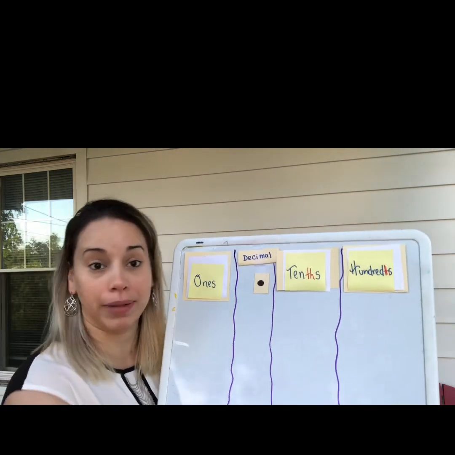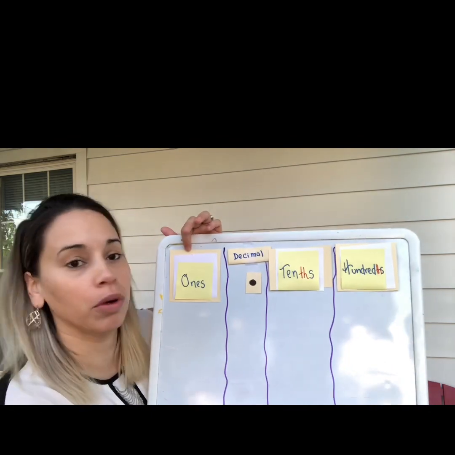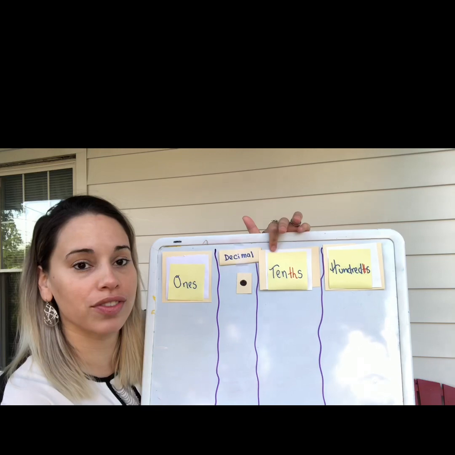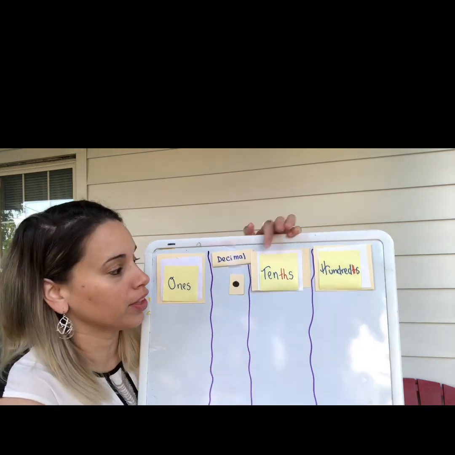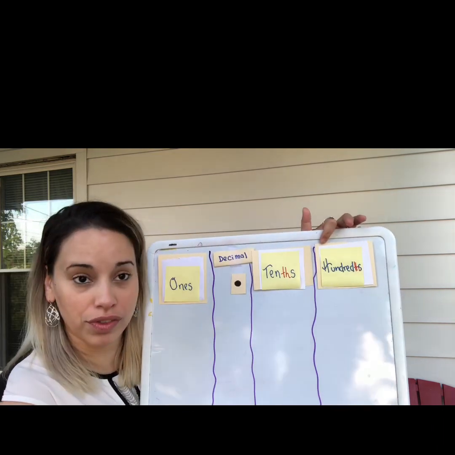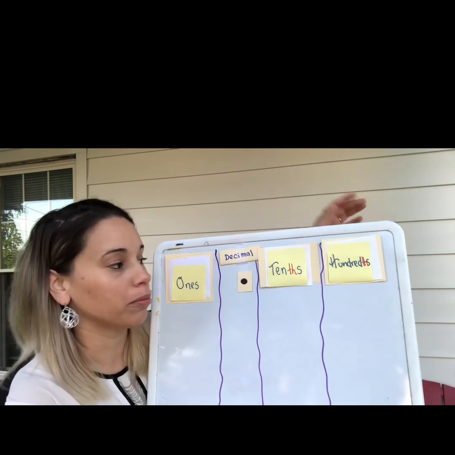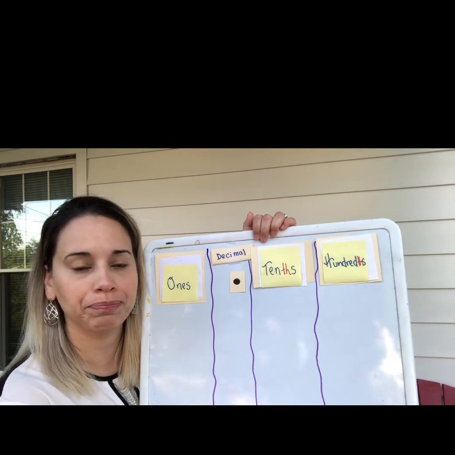Here I have my place value chart. We have our decimal point. We have ones, which is a whole. And then we have tenths. That means you took that whole and you broke it into 10 pieces. So this is your tenths. And then as we keep going, we have hundredths. Again, it doesn't just stop in hundredths. It goes on and on and on. But we are just going to be working with these three place values today.